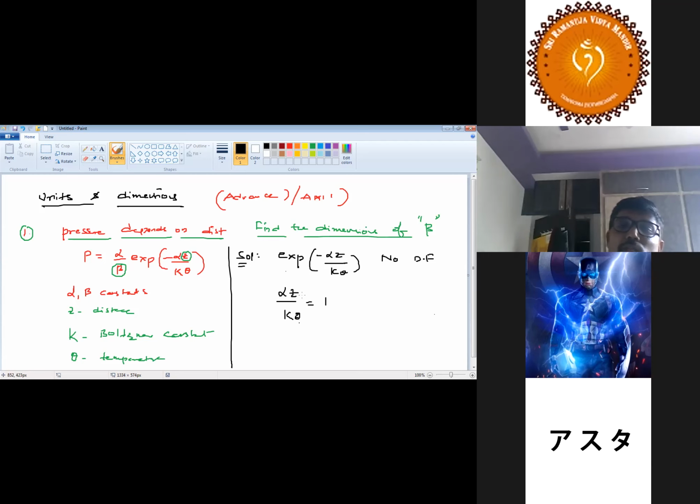In that, what we have to find is alpha, so k theta by z. What is k here? Come on, respond. K is the Boltzmann constant. What is the dimension formula for the Boltzmann constant? First, tell me the formula for the Boltzmann constant. Energy by temperature, right?